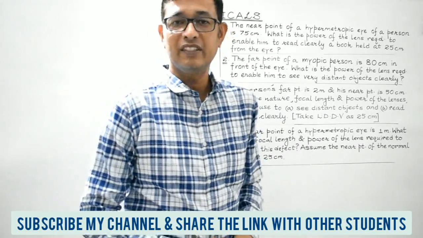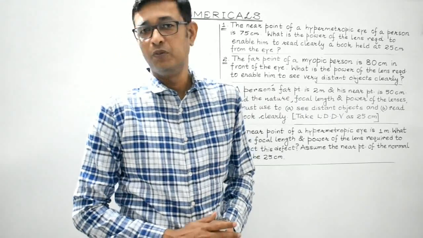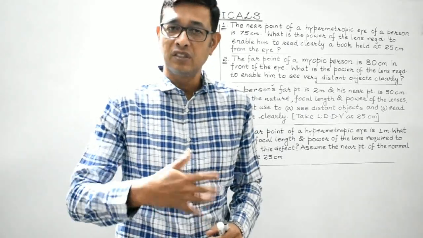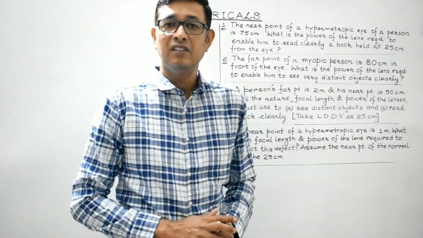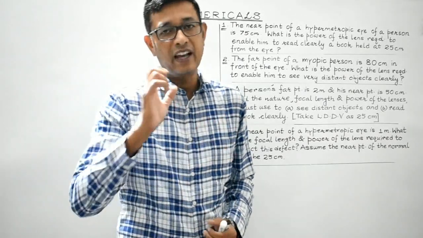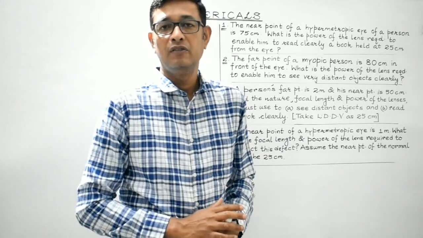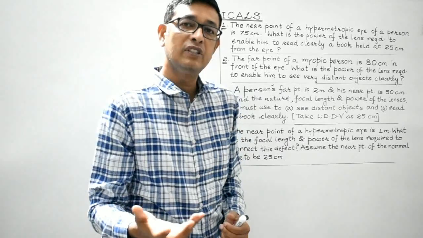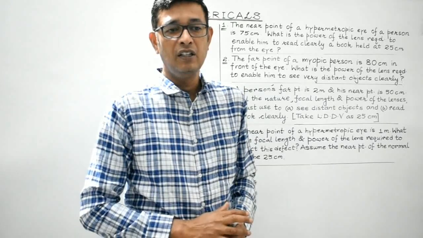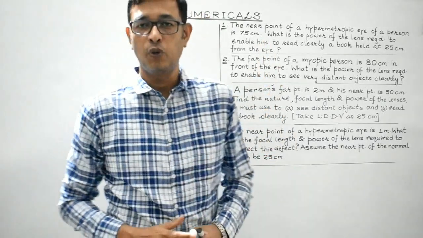In the previous lecture, we discussed the defects of the human eye, myopia and hypermetropia, as well as the causes for those defects and the cure of those eye defects, along with the ray diagrams, isn't it? We have also derived a mathematical formula for the power and the focal length of the lens to be used so as to treat myopic eye and hypermetropic eye. So let's make use of those formulas in solving these problems, right?